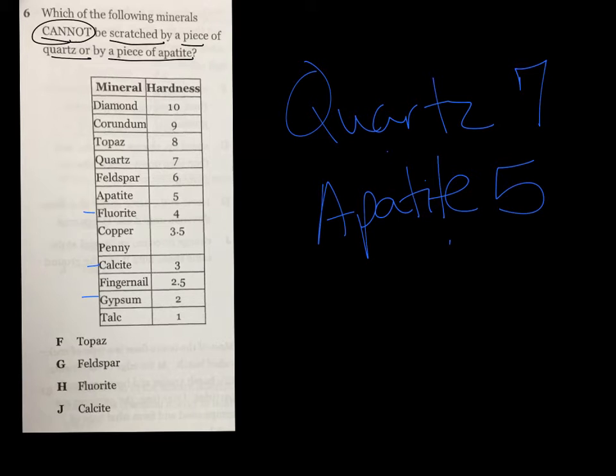So out of these, which ones could be your options? Which ones are harder than quartz? Anything more than, exactly, anything greater than 7. So 8, 9, or 10. So your only options here would be either topaz, corundum, or diamond.